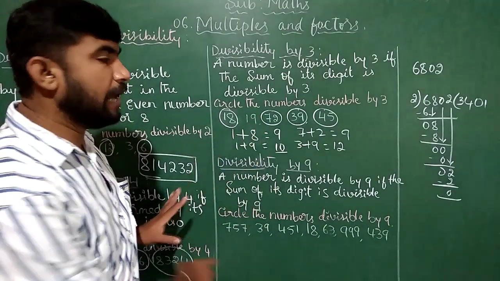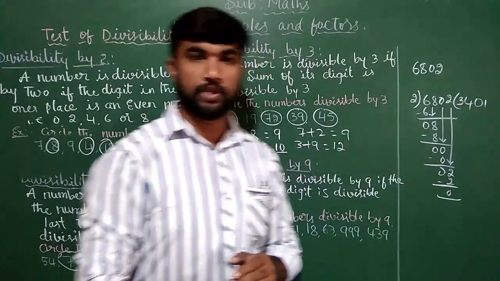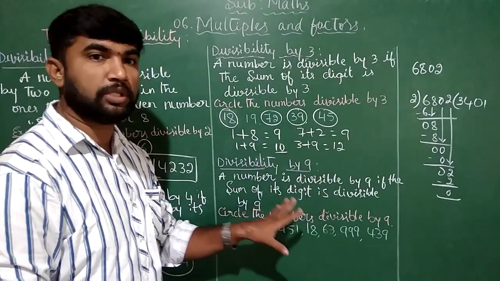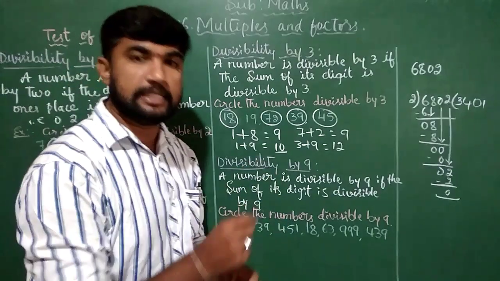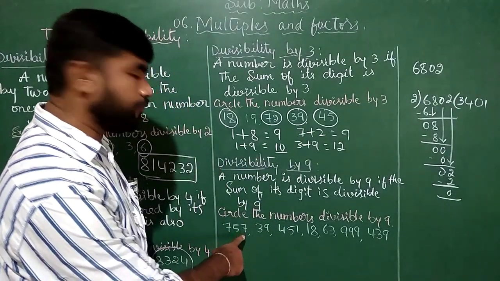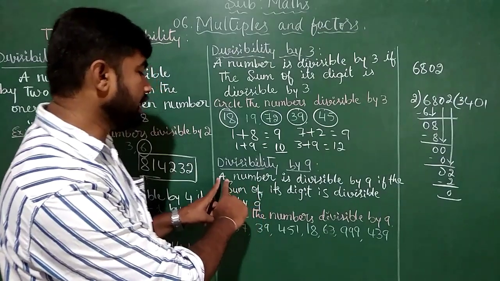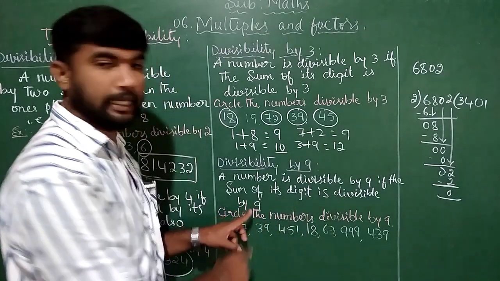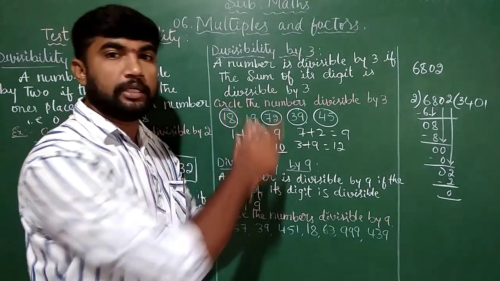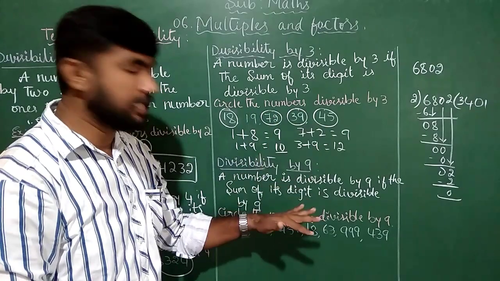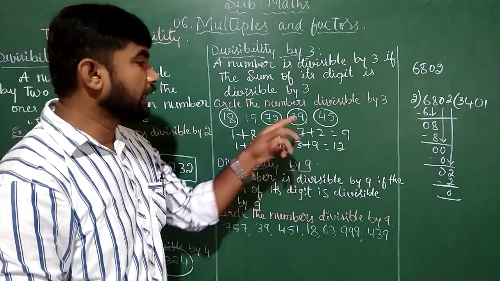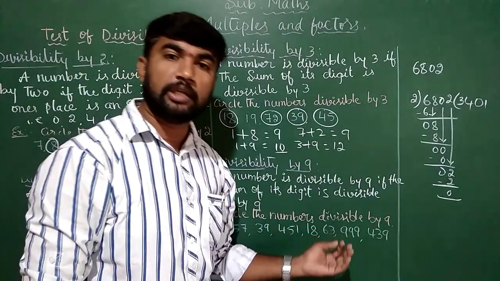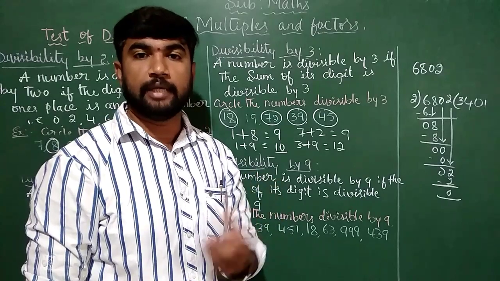These questions I am taking from exercise 6.6. Next is divisibility by 9. Here also it is the same; we need to add the digits. Before that I will say the definition. A number is divisible by 9 if the sum of its digits is divisible by 9. It is the same as how we test divisibility by 3, but here we want to check whether the sum is exactly divisible by 9 or not.